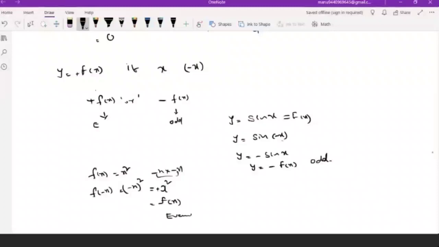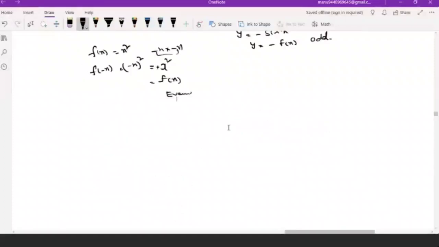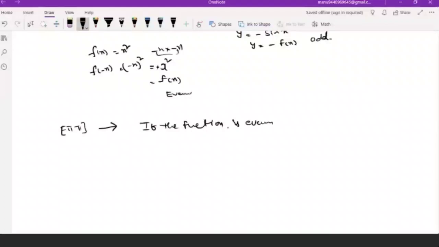After knowing the even and odd functions, how do we do the problem in the interval minus pi, pi? When we have the interval minus pi to pi, we have to check whether the given function is an even function or an odd function. If the function is even, then we have to find a naught and an value. Directly we write here bn is equal to 0.